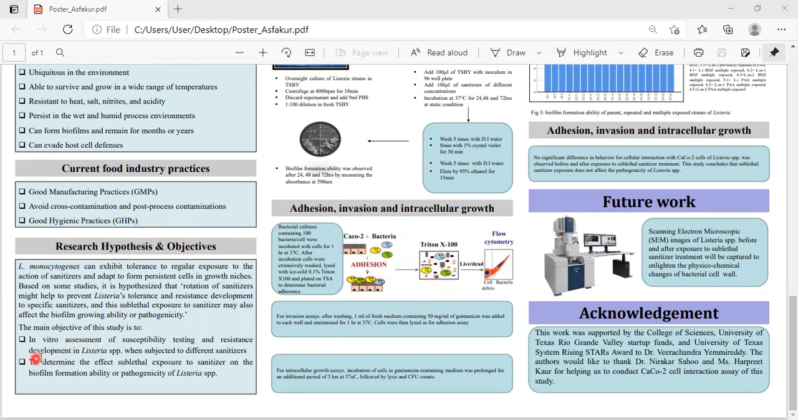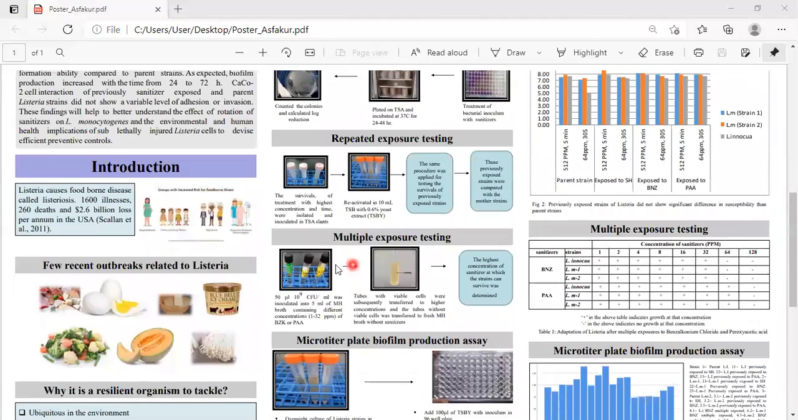In this study, the main objective is the in vitro assessment of susceptibility testing and the resistance development of Listeria species when subjected to different sanitizers, and to determine the effect of sublethal exposure to sanitizer on the biofilm formation ability or pathogenicity of Listeria.